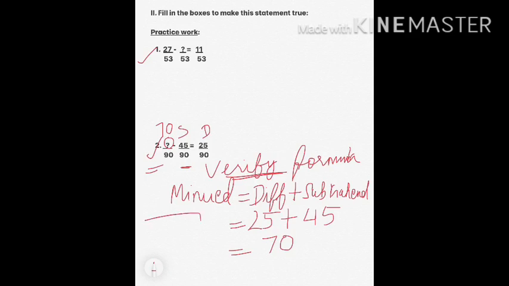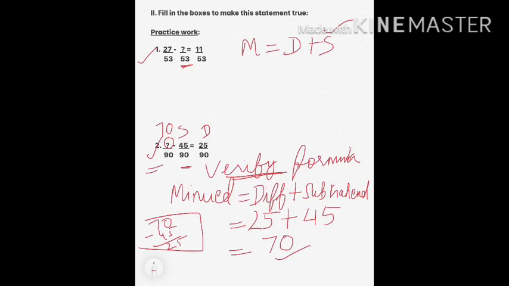Okay, you can just check it also. 70 minus 45, what you're going to get here? 25. Yes, so our answer is correct. Okay, now you know that minuend is equal to difference plus subtrahend. So here what is missing now? Here the subtrahend is missing this time. Subtrahend is missing.